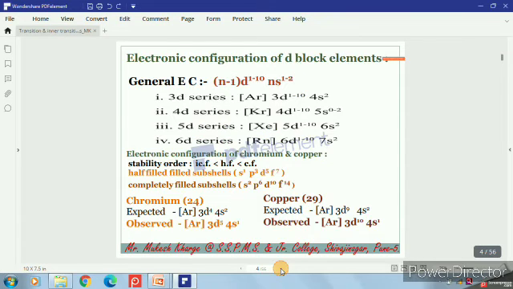Next is electronic configuration. As I said, the general electronic configuration is (n-1) d1 to 10 ns1 to 2. So for the 3d series, n-1 is 3. For the 3d series from scandium to zinc, the electronic configuration is argon 3d1 to 10 4s2.